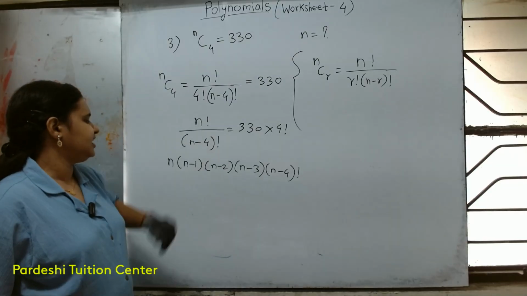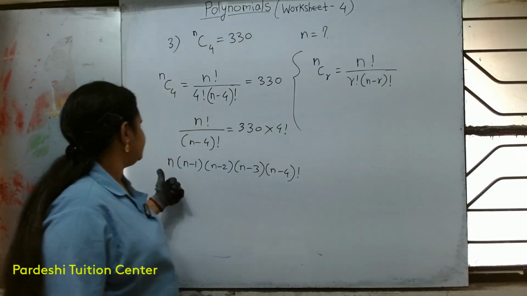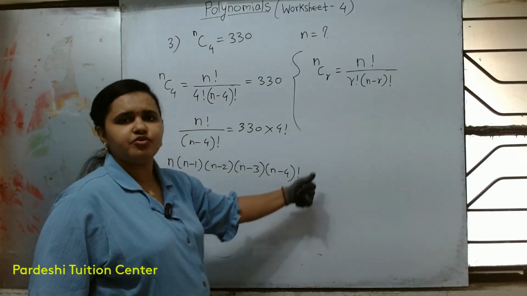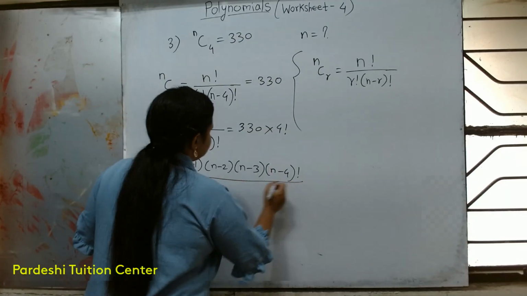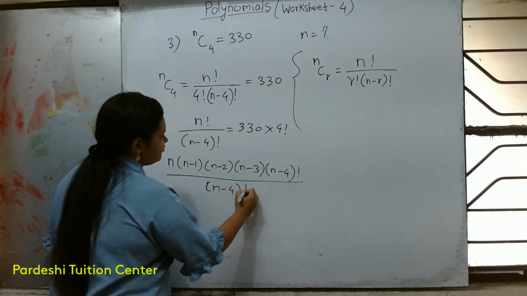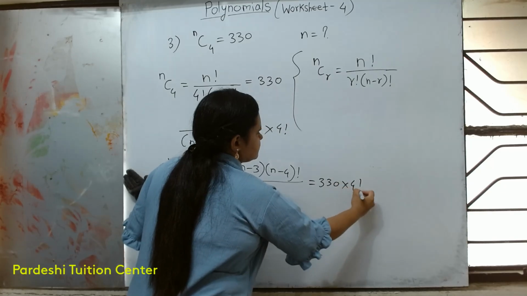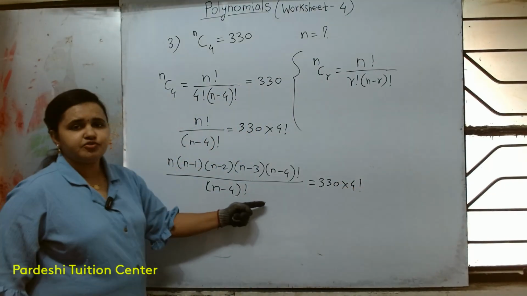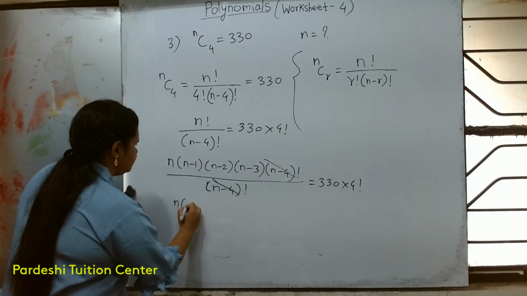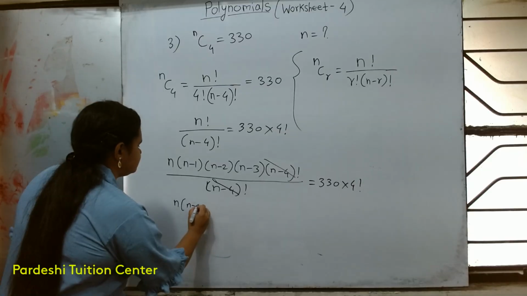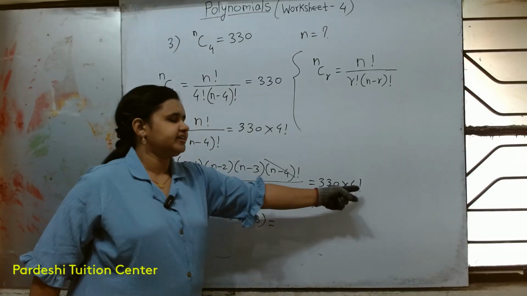We can write n factorial as n into (n minus 1) factorial, also n into (n minus 1), (n minus 2) factorial, and also n into (n minus 1), (n minus 2), (n minus 3), (n minus 4) factorial. So we have written n factorial as this one, upon (n minus 4) factorial, equals 330 into 4 factorial. Now (n minus 4) factorial and (n minus 4) factorial will get cancelled. Now n into (n minus 1), (n minus 2) and (n minus 3) equals 330 into 4 factorial.